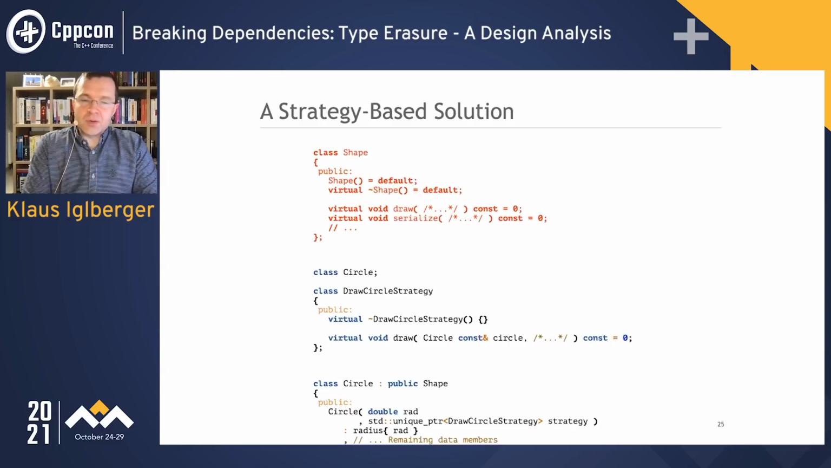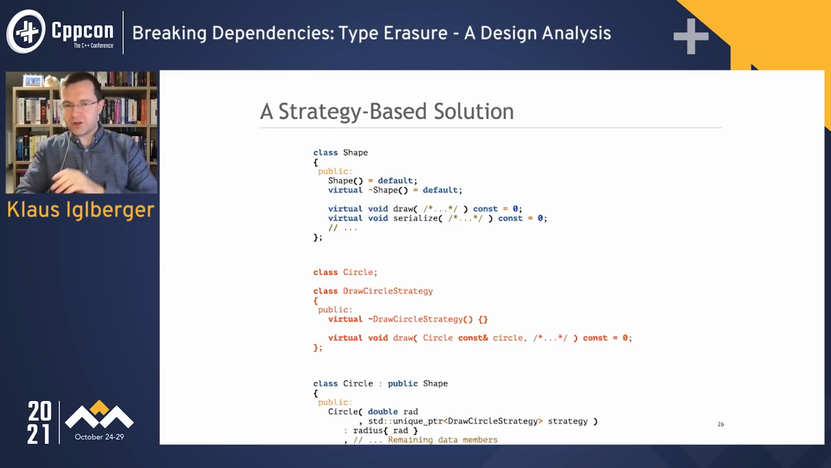Any deriving class now needs to implement these. But as I said before, we definitely do not want to directly implement these. We do not want to couple on the implementation details. This is why, for the draw aspect, that should be enough to explain it, we introduce strategy classes, a draw circle strategy.